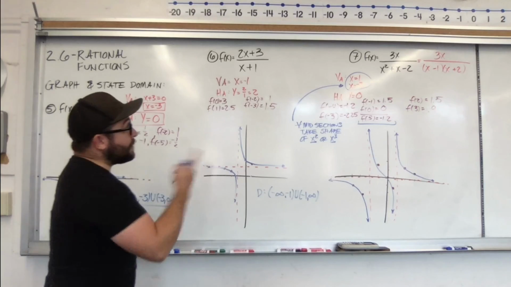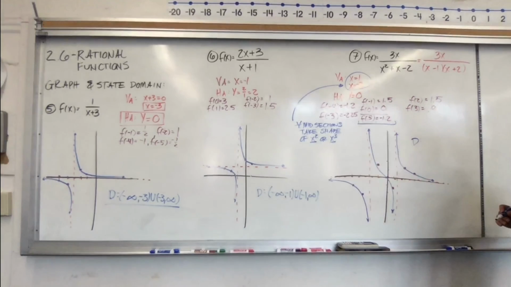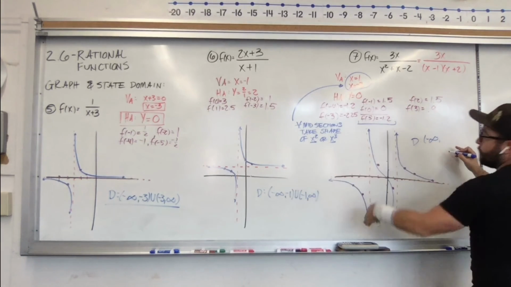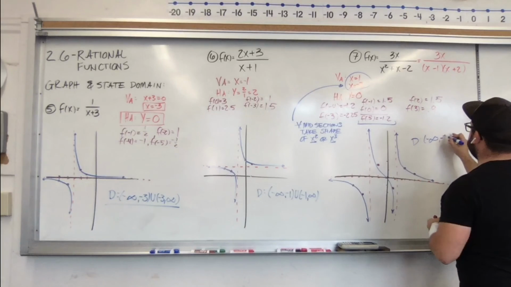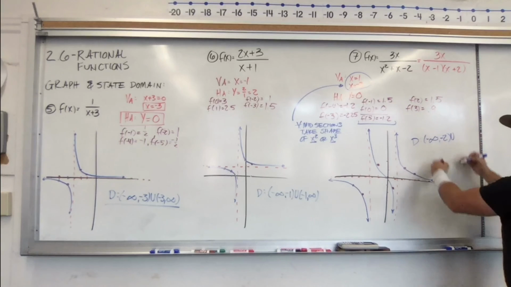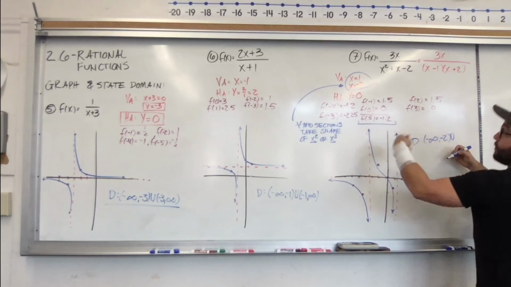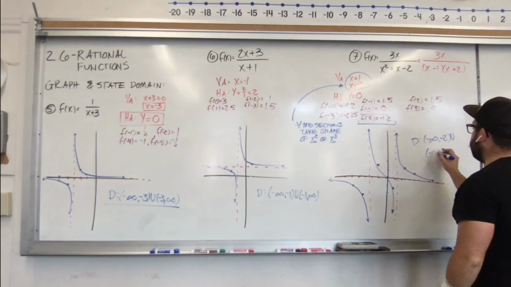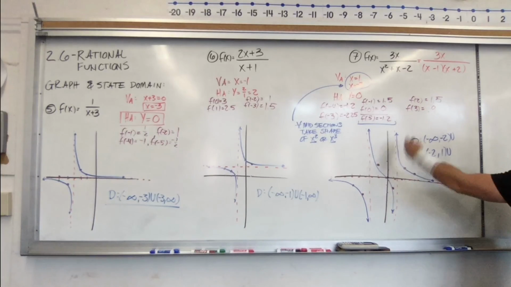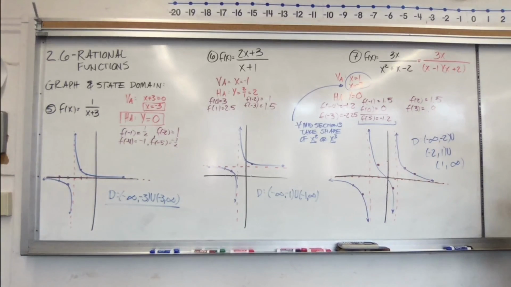Now we got one last piece for this number 7, and that's our domain. For domain, everything from negative infinity, we're good, up until first vertical asymptote at negative 2. Then we got a union. I'm going to kind of write this down because I'm running out of room. Union from negative 2 to our next vertical of 1. And that's union one more time from x equals 1 to positive infinity.